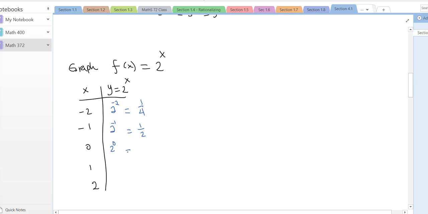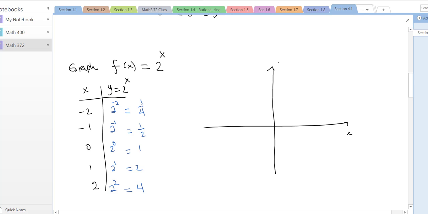2 to the 0, any non-zero number to the 0 power is 1, and 2 to the 1 is 2, and 2 to the 2, that's 2 times 2, which is 4. And so when we go plot these values on my x, y axis, let's see, negative 2 is over here, negative 1, 1, 2. Notice that we're not getting any negative y values, so I don't really need those. 1, 2, 3, 4. So let's see, when we're at negative 2, looks like it's 1/4.